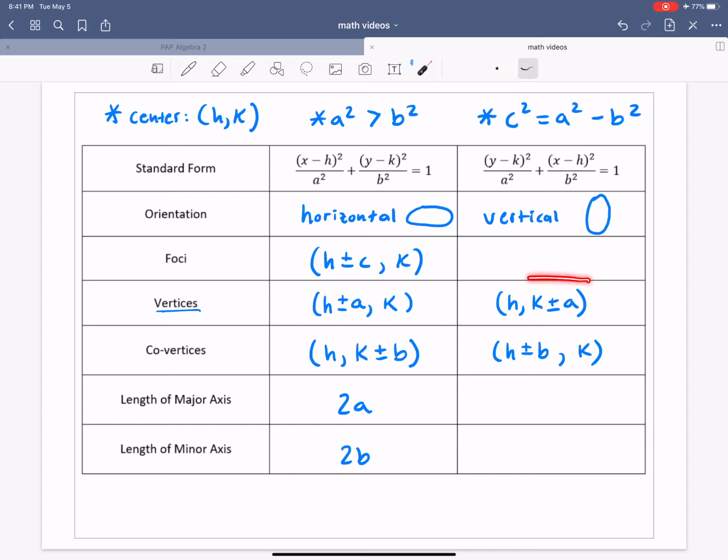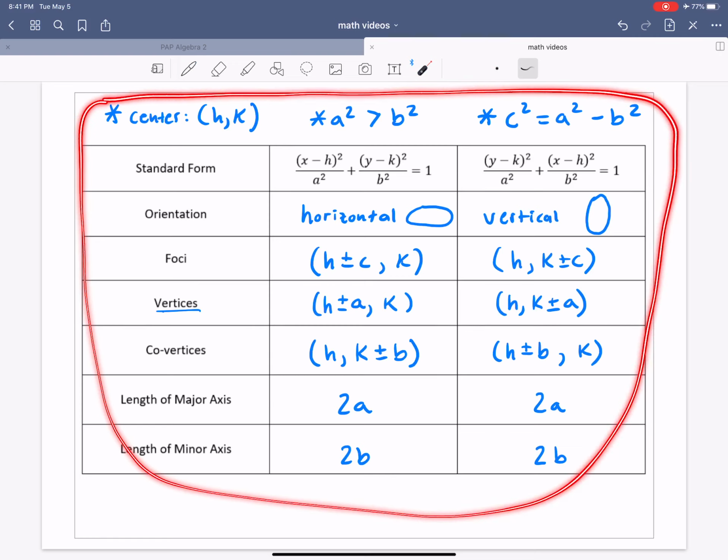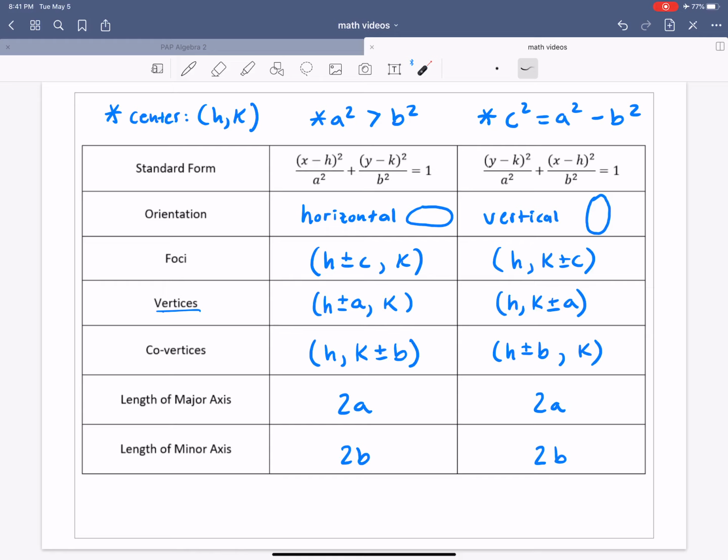Remember that the foci will always be formatted just like the vertices. They're on the same line. So our coordinates for our foci will be h, and then k plus or minus c. The length of the major axis is still 2a. That doesn't change. And the length of the minor axis is still 2b. This is a lot of information, I know, and sometimes people try to just memorize this chart. It's really not too much. If you remember what a tells you, what b tells you, what c tells you, and how to find those three, you are going to be set.